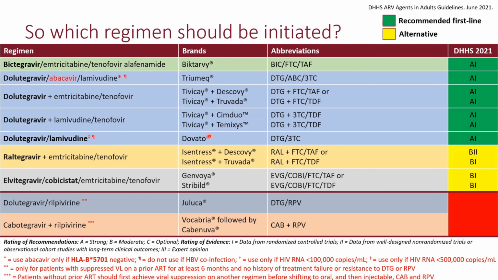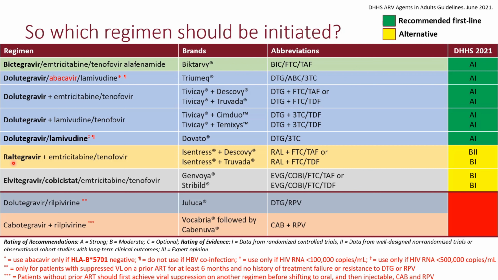So this is Dovato. And it's important to note that Dovato can only be used if the RNA viral load is less than 500,000 copies per ml. And again, because you only have a single agent that's active against hepatitis B, it should not be used in patients who are co-infected with hepatitis B.